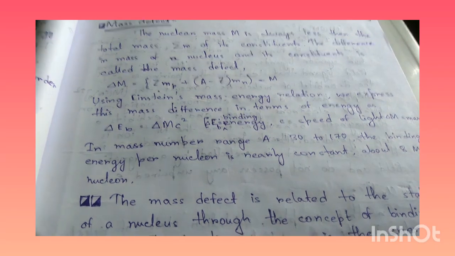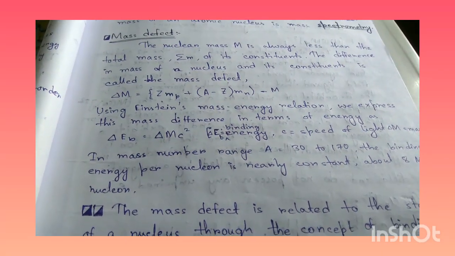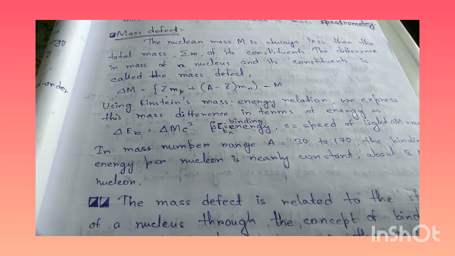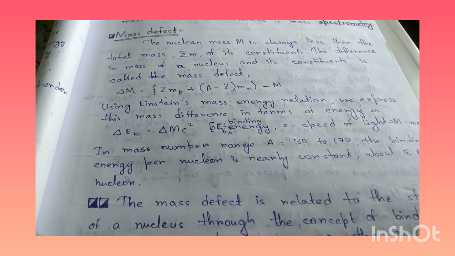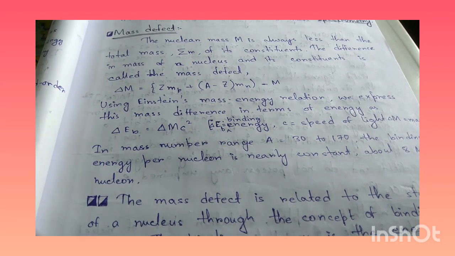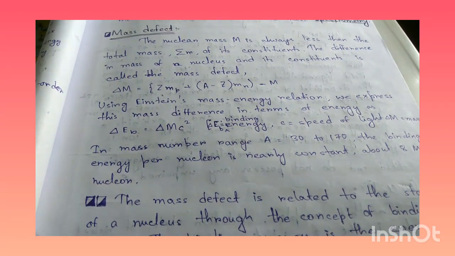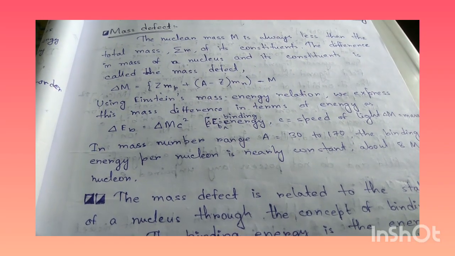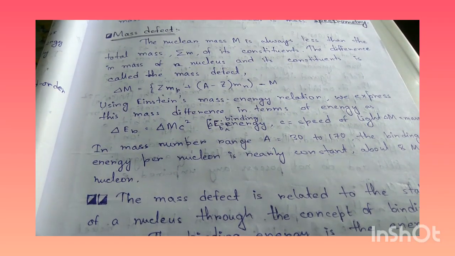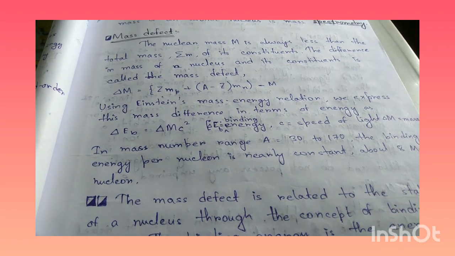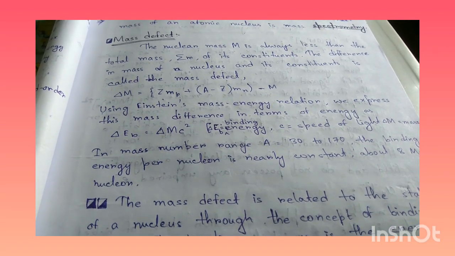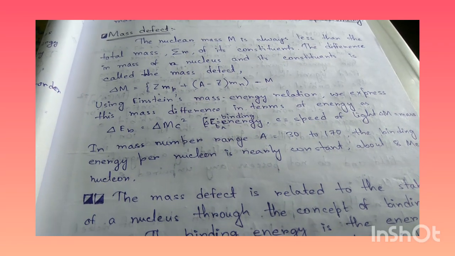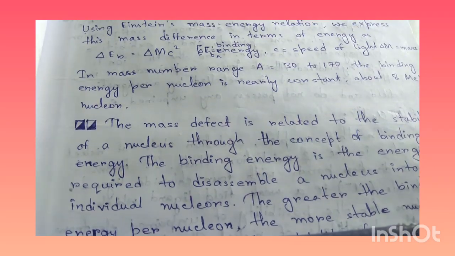So using Einstein's mass energy relation, we express this mass difference in terms of energy as delta Eb is equal to delta m c square. Here delta Eb is the binding energy, c is the speed of light, and delta m is the mass defect. In the mass number range A equal to 30 to 170, the binding energy per nucleon is nearly constant, about 8 megaelectron volt per nucleon. The answer of the third part.